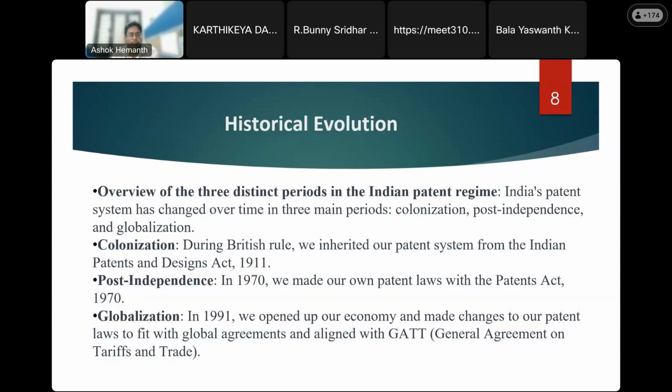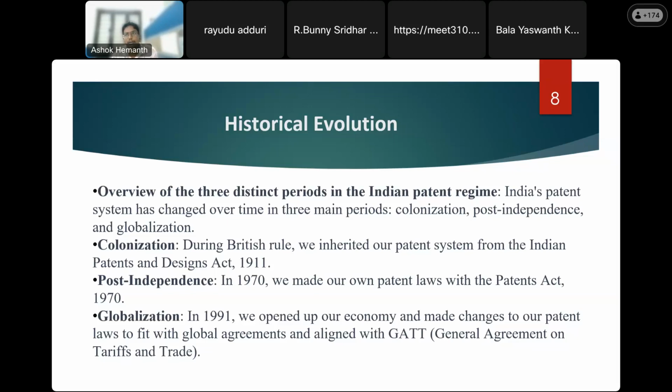And post-independence, in 1970, we made our own patent laws with the Patent Act 1970. That is the 1970 Act. And after that, globalization in 1991, we opened up our economy and made changes to our patent laws.